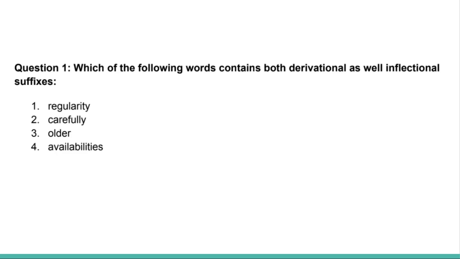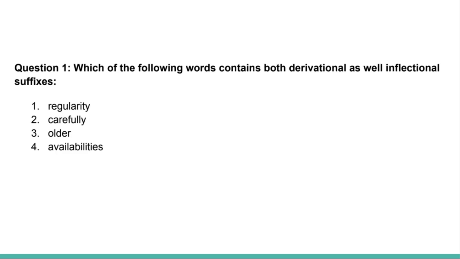Now let's take option 3. Here we have the word older. Here is the suffix that is present. So this is the comparative. So old to older: older is a comparative word form of old. Here again, this would be a derivational suffix.